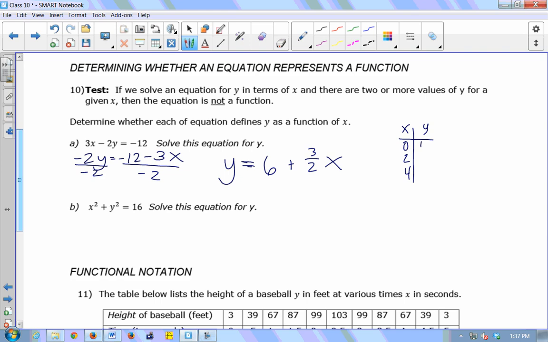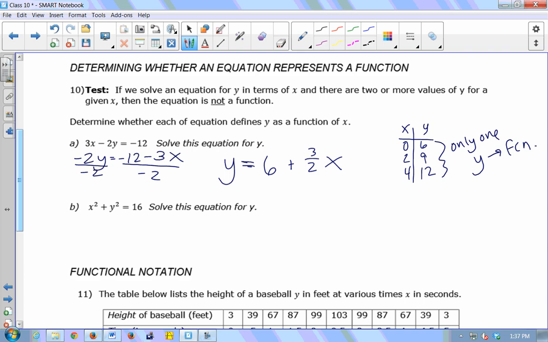So when I plug in 0, I get 6. When I plug in 2, I get 9. And if I plugged in 4, I would get 12. Right? So only 1 y means function. Okay. FCN is my personal abbreviation for function.